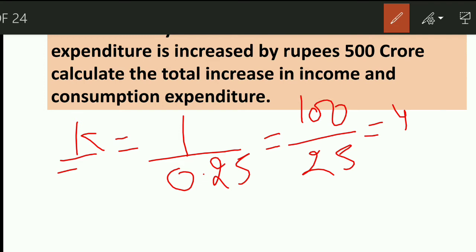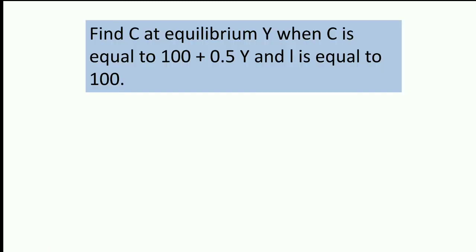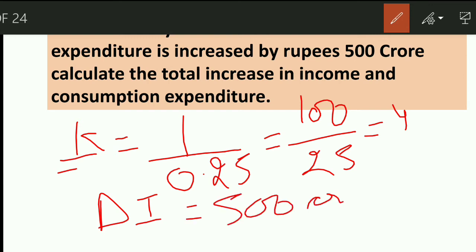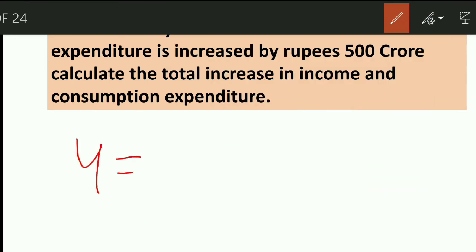Now you can see over here that we are given that investment expenditure is increased by rupees 500 crore. That is, we are given change in investment, so change in investment is 500 crore. Now we have to calculate the total increase in income and consumption expenditure. So we have to tell by how much the income is increasing. You know that multiplier is equal to change in income upon change in investment. So multiplier over here is 4, which we got by using this formula.